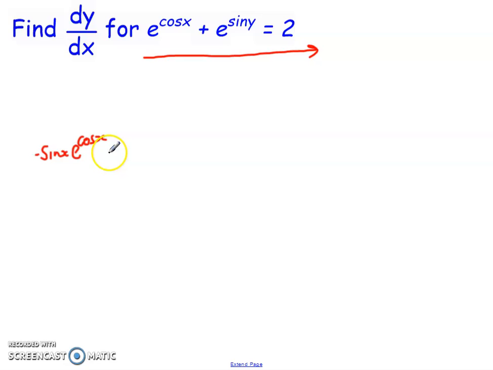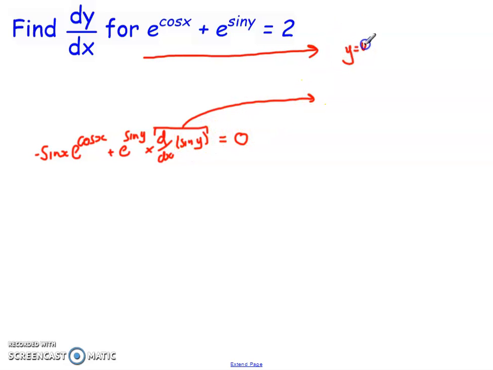I've then got plus e to the sin y, and I'm then going to multiply it by the derivative, d by dx, of sin y, and that's then going to equal 0. Now, you might look at that and think sin y, derivative of that with respect to x is 0, but remember, y is equal to some function of x. So what we have to do is take that into account. So the derivative with respect to x of sin y is actually equal to cos y times dy by dx.